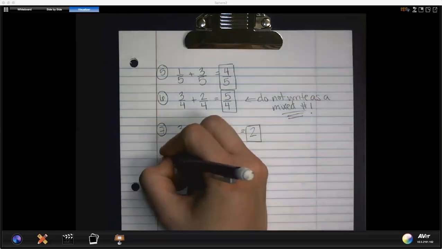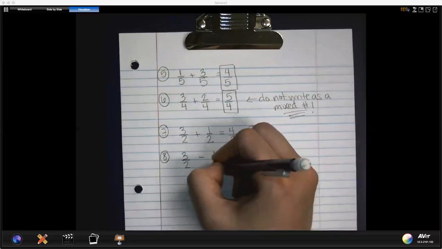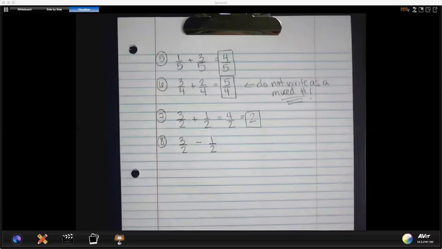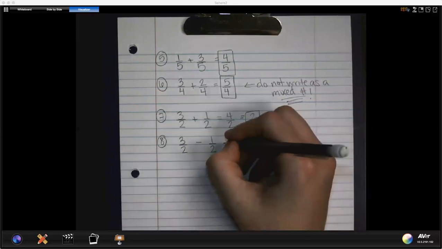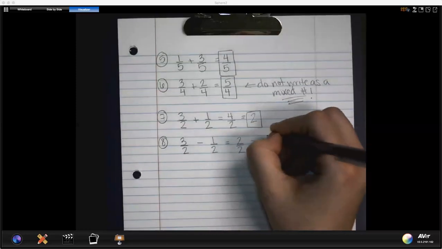Okay, now let's do some subtraction. We're going to go ahead and use the same numbers, but subtract. So 3/2 minus 1/2. Three halves minus 1/2. So we end up with the final answer, 2/2, which simplifies to 1. Good job.